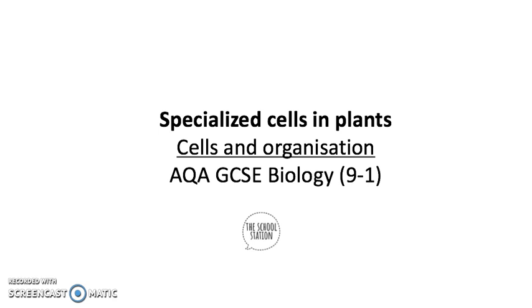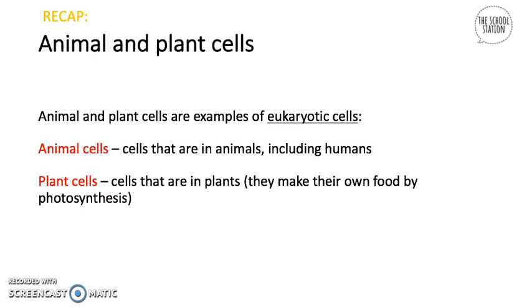Before getting into the video, I would just like to do a recap about animal and plant cells. I've actually made a whole video about animal and plant cells, so you can go and check it out if you want. Animal and plant cells are examples of eukaryotic cells, which is also another video I made. Animal cells are cells that are in animals, including humans, because us humans are animals. And plant cells are cells that are in plants. They make their own food by photosynthesis.